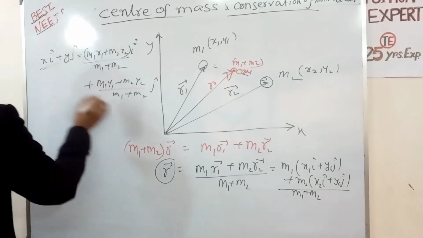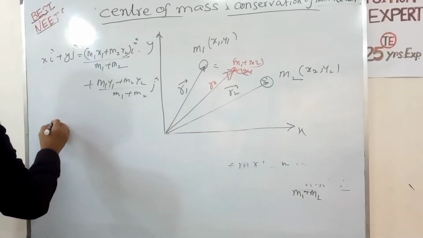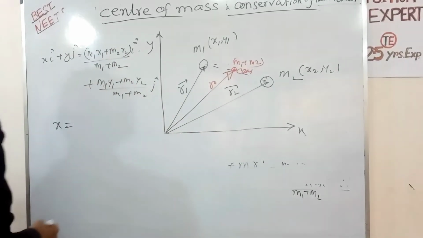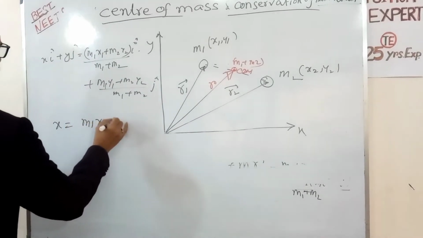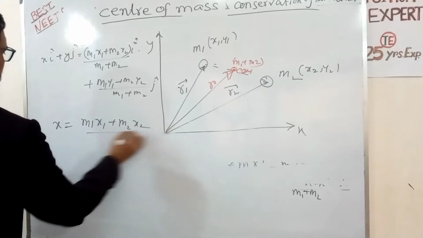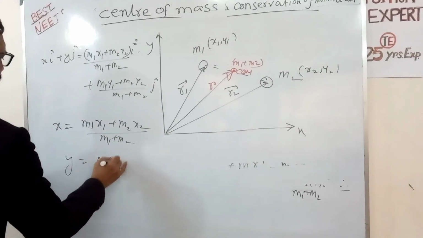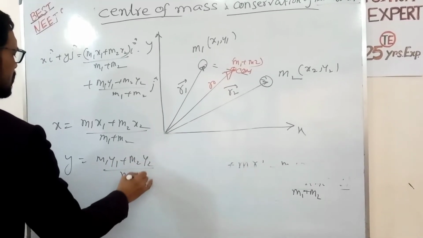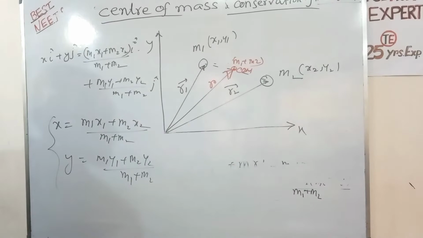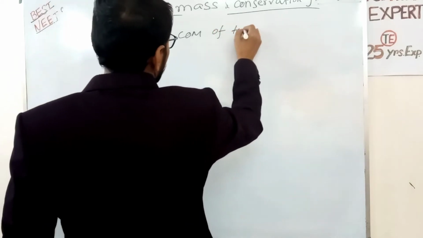So if we equate both sides, equating the coefficient of i on both sides, x equals (m1 x1 plus m2 x2) by (m1 plus m2), and y equals (m1 y1 plus m2 y2) by (m1 plus m2). We get x and y from this identity, from this equation.